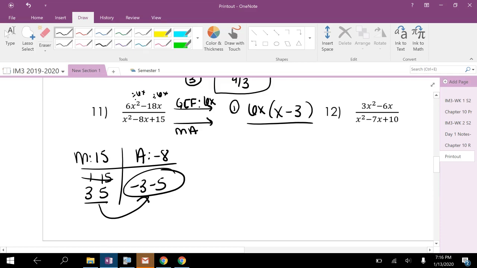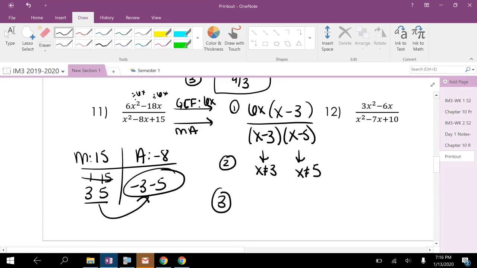Okay, so what's nice about these easy ones is you can go right to the end. x minus 3, x minus 5. Okay, that was the MA table. Second step, list the 2 excluded values here. x cannot be 3 and x cannot be 5. Last and final step is just to simplify what you can.